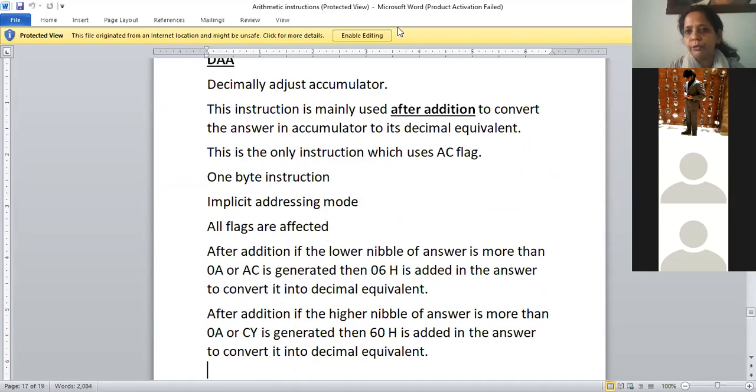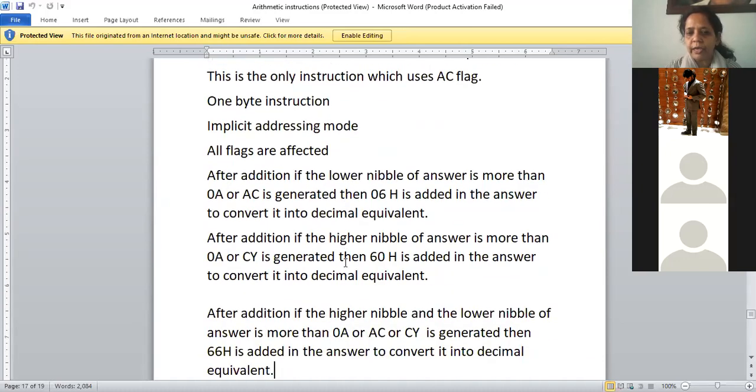So 5 plus 5 you get 0A, but if you want the addition as 5 plus 5 is 10, that is, you are assuming that you are adding two decimal numbers and the addition should also be the decimal value, then we use the DAA instruction to convert the hexadecimal number into a decimal. So we had taken 2-3 examples for that.